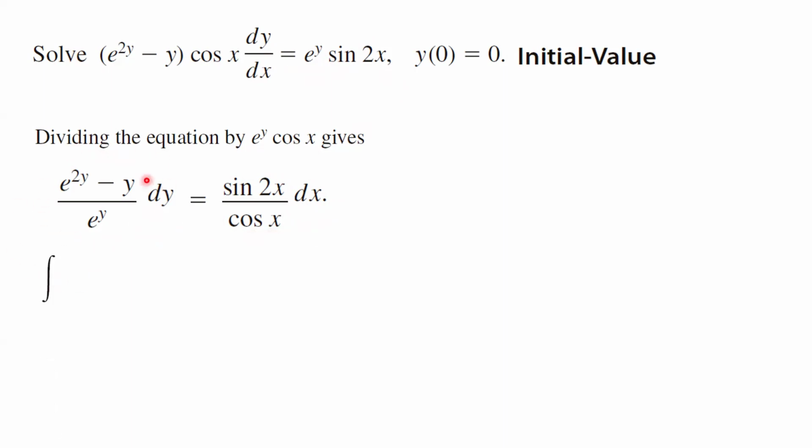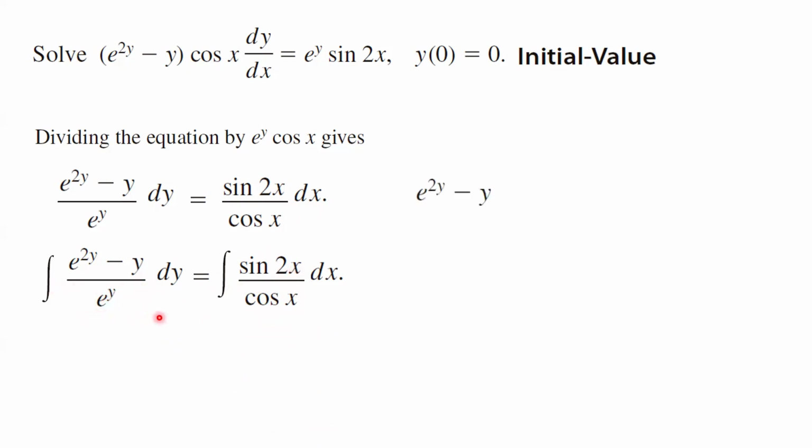The integral of the quantity on the left-hand side, which is the integral of (e^(2y) - y) divided by e^y dy. And on the right-hand side, you're going to take the integral with respect to x, which is the integral of sine 2x divided by cosine x dx. Before taking the integral, our goal is to simplify these two so we can break it down into simpler steps.